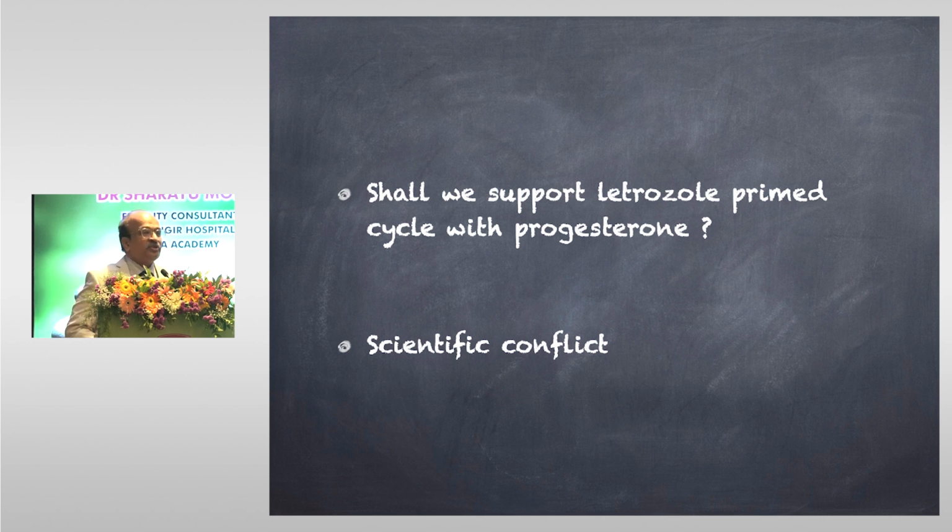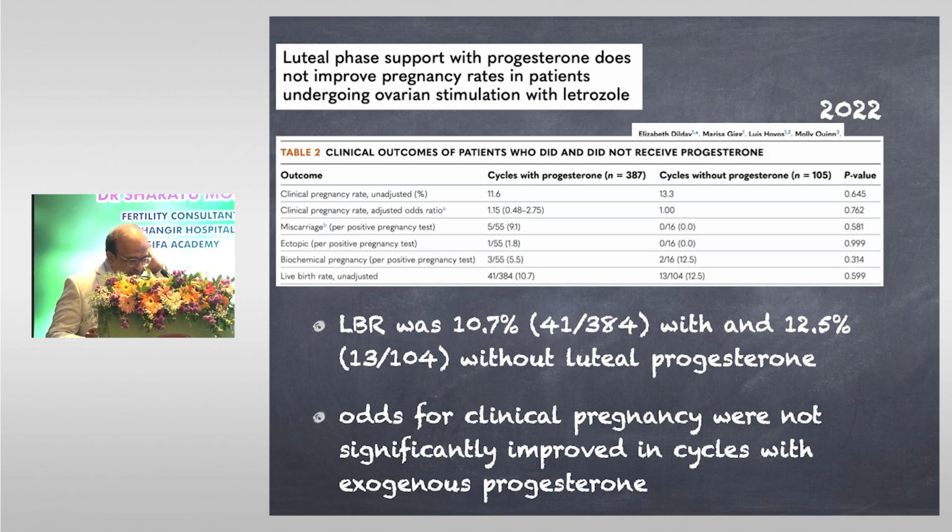Now, if you're maintaining a good LH level in the luteal phase, and good progesterone in the luteal phase, should you support a letrozole primed cycle with progesterone? Should you give progesterone as your luteal support? This is a big scientific conflict. One of the papers, a 2022 publication, says that luteal phase support with progesterone does not improve pregnancy rate in patients undergoing ovarian stimulation with letrozole. Live birth rate is 10.7% and 12.5% with or without luteal progesterone, no difference. Odds of clinical pregnancy also showed no change at all. So they said that giving progesterone in a letrozole cycle is stupidity. Go physiological and it will support itself.